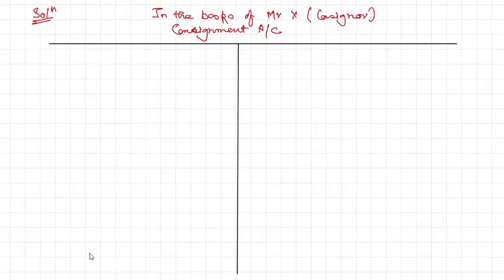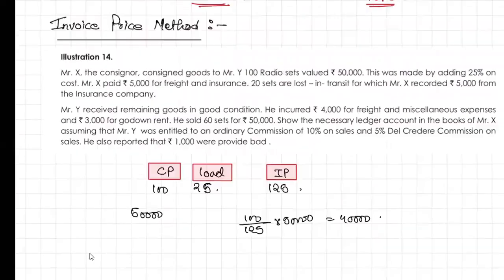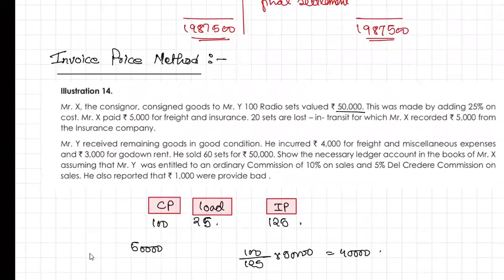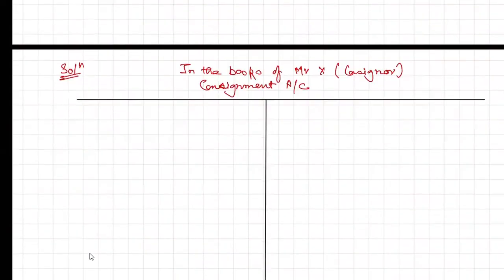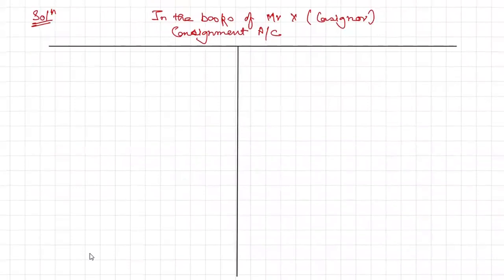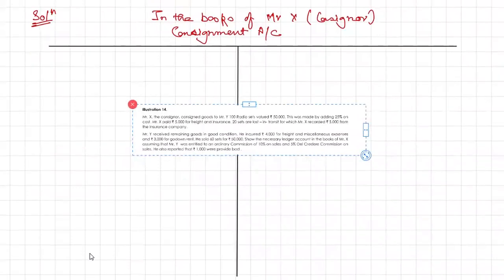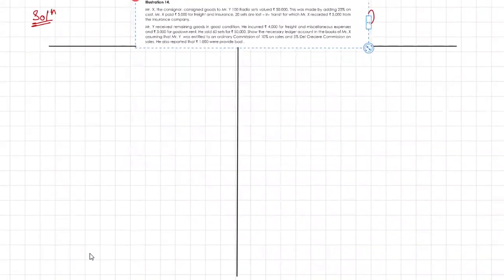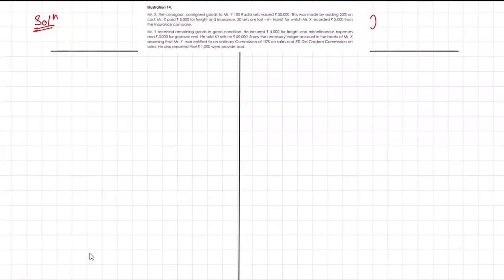Okay. So 100 radio sets valued at 50,000. So two goods sent on consignment. Okay, so for my sake of benefit, I'll keep the question over here. So two goods sent on consignment, 50,000.